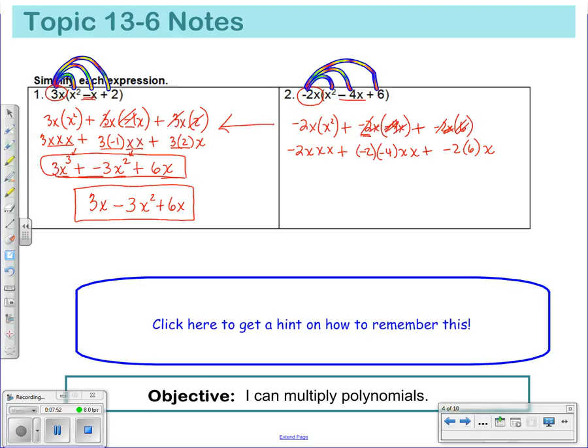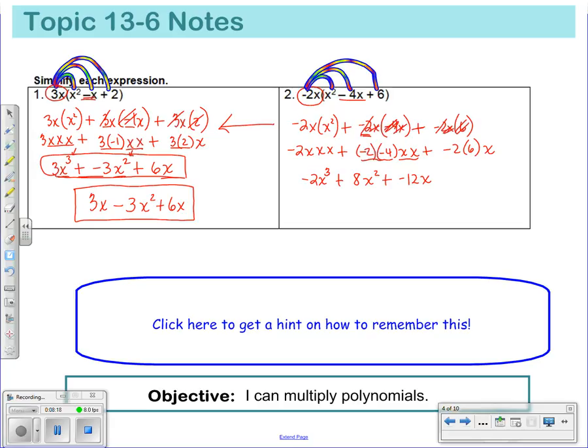So now let's simplify. We have a -2. There's no other numbers that's being multiplied, followed by x times x times x. So we're going to write it as x cubed. There's 3 of them. Plus -2 times -4. That gives us a positive 8. And x times x is x squared. Plus a -2 times 6. That's a -12 with an x on the end.